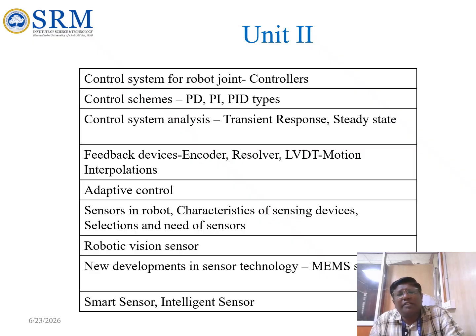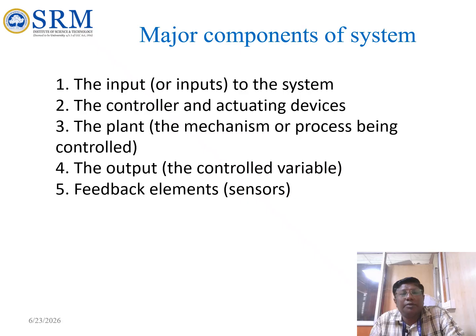Then sensors, what are the different types of sensors we are going to see. The robot, characteristics of sensing devices, selection and need of sensors, and robot vision sensor, and new developments in sensors, what are the latest MEMS and other things, okay, and smart sensor and intelligent sensor also we are going to see. So, major components of a system.